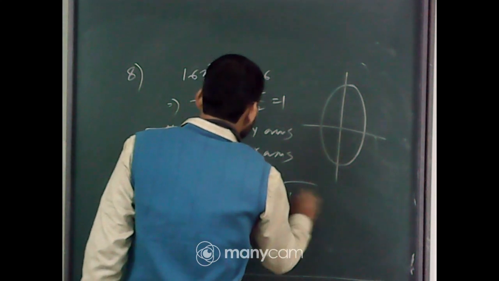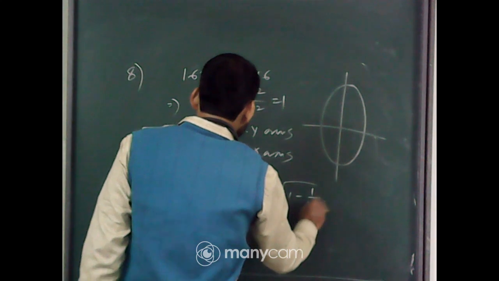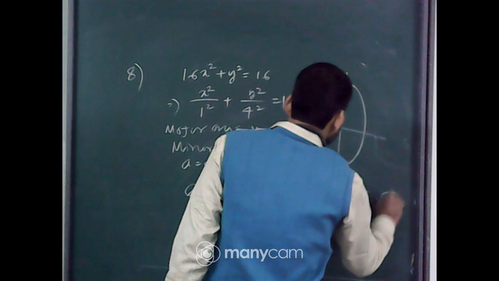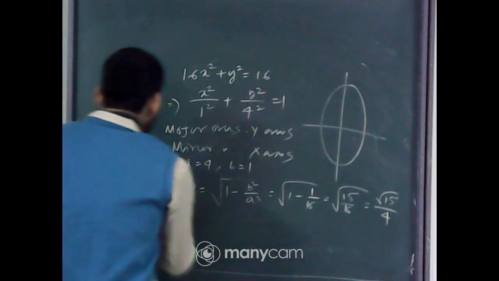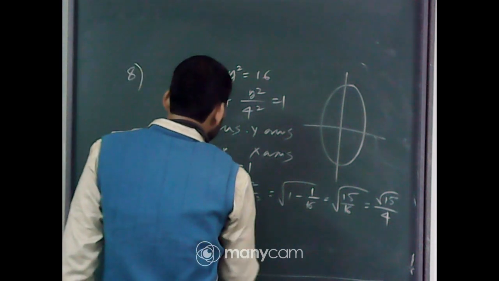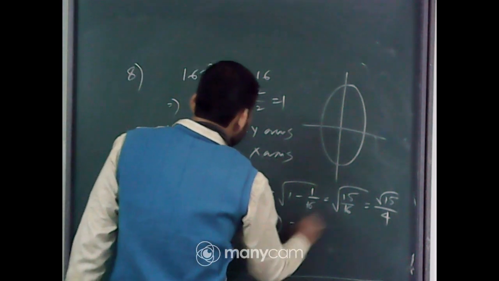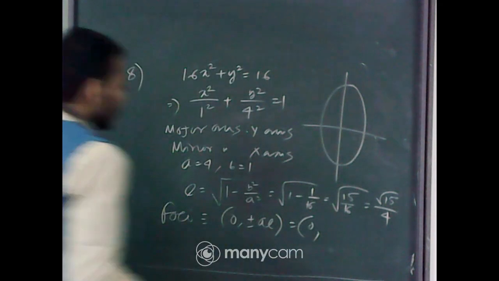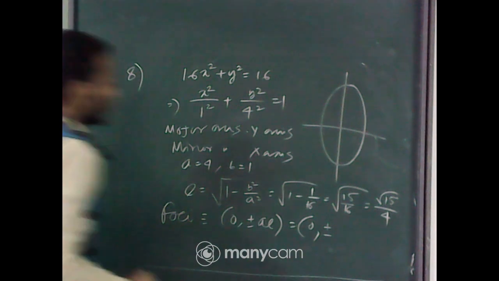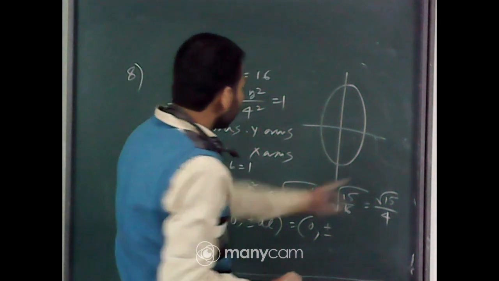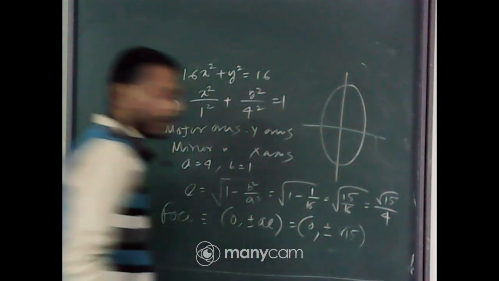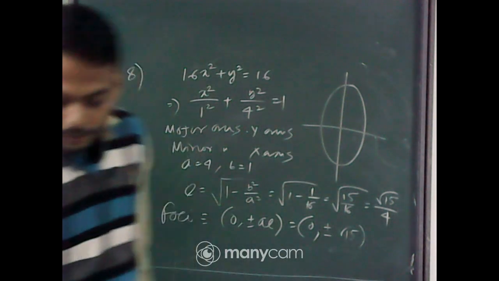So root over 1 minus 1 by 16, root over 15 by 16, so root over 15 by 4. That means the foci, 0 comma plus minus ae, that is 0 comma plus minus ae means 4 into root 15 by 4, so root 15. So 0 comma plus minus root 15, that is the coordinate of the foci.